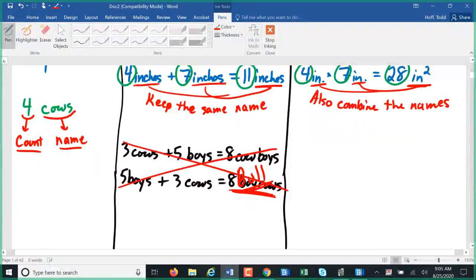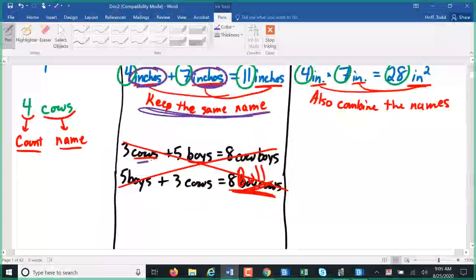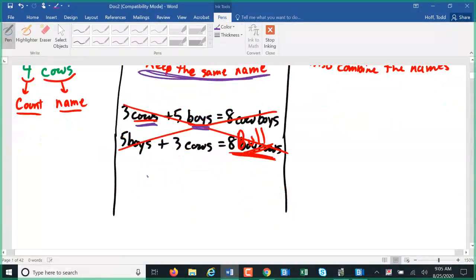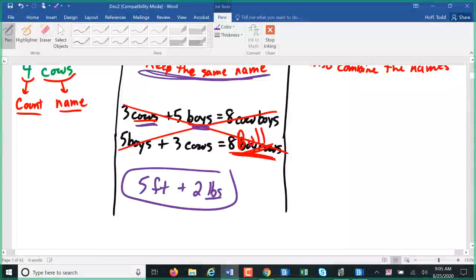We cannot add cows and boys, because when we add, we're going to keep the same name. That implies that we have to start with the same name. Both of these were inches, so we kept inches. Down here, if we don't have the same name, we don't know what to keep. So we cannot combine with addition and subtraction numbers that do not have the same name. A little bit more practical application might be this. If I have 5 feet plus 2 pounds, when I add those, I get 5 feet plus 2 pounds. I cannot add those because they have different names.